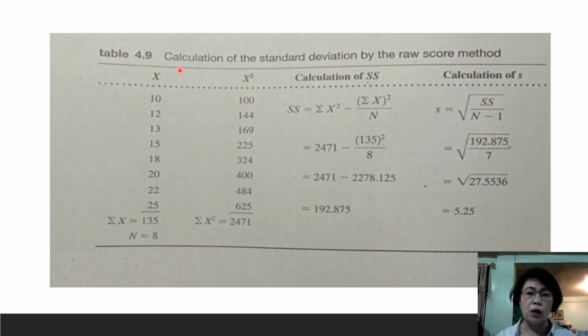Okay, so Table 4.9 is the calculation of the standard deviation by the raw score method. Here you have the raw scores, the summation of the scores or the total of the raw scores, and the total number of cases is 8. Here are the squared scores. And the calculation of the sum of squares is here, and the calculation of the standard deviation is here.